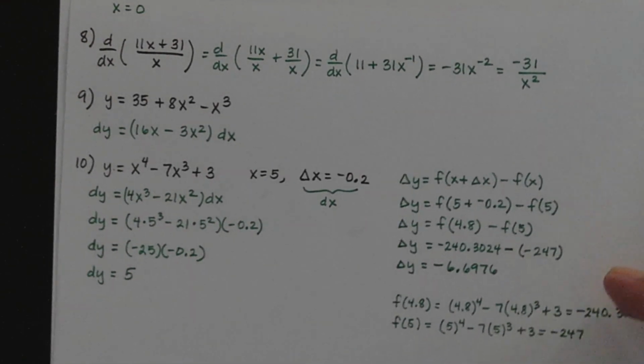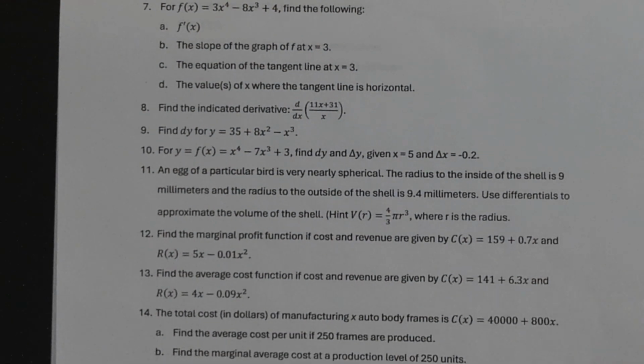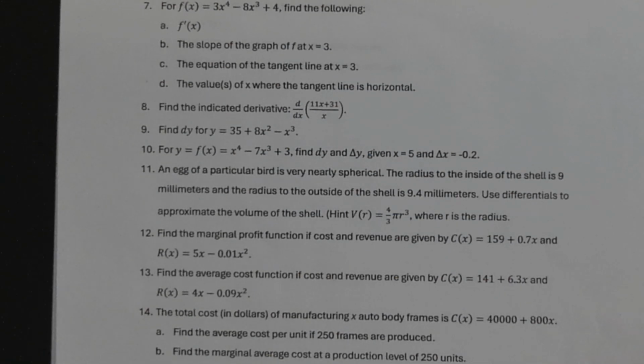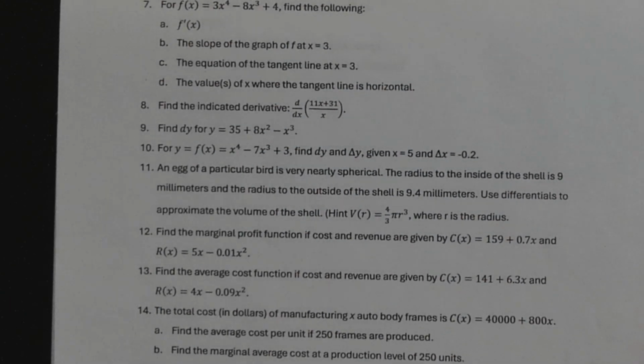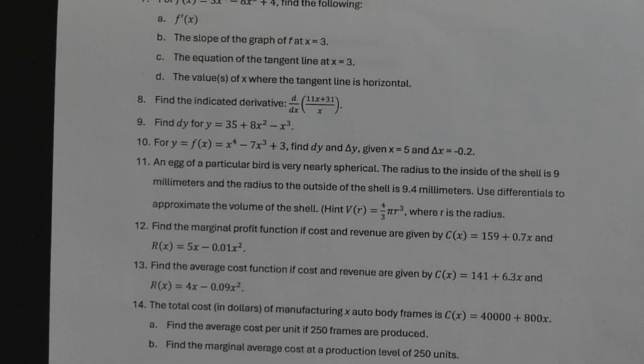Okay, number 11. And does everyone have this? All right, an egg of a particular bird is very nearly spherical. The radius to the inside of the shell is 9 millimeters, and the radius to the outside of the shell is 9.4 millimeters. Use differentials to approximate the volume of the shell. And you're told that the volume with respect to r is going to be 4/3 pi times the radius cubed, where r is the radius.